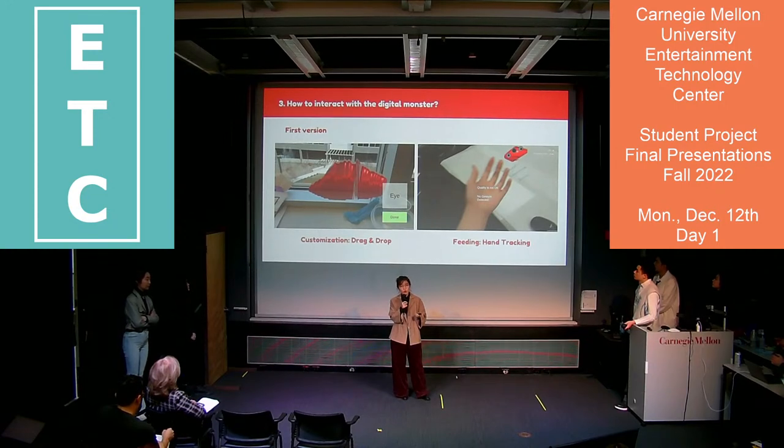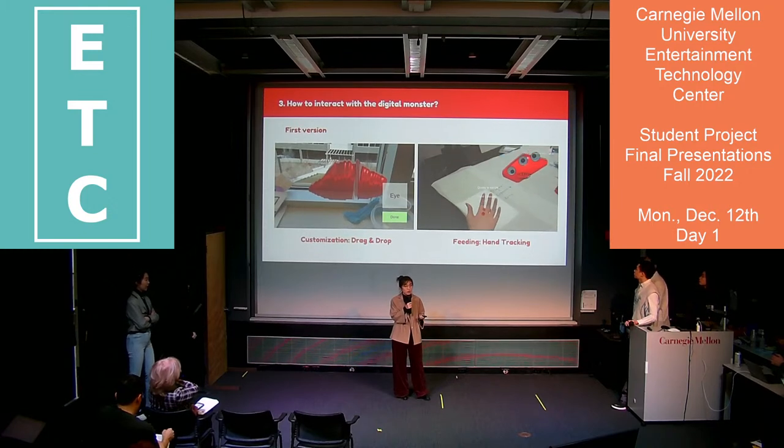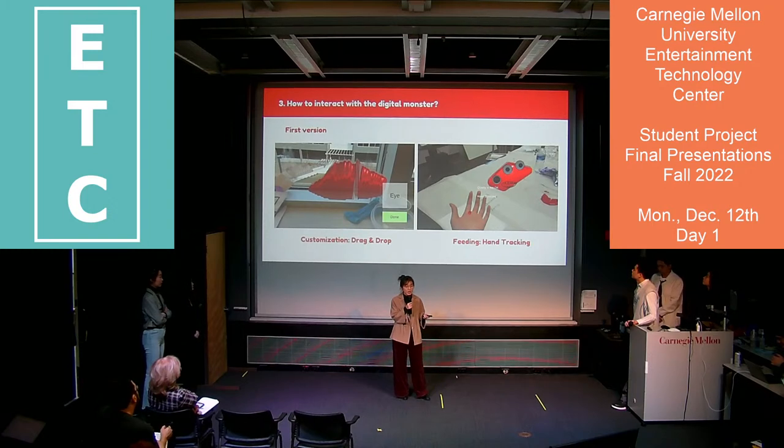Our third challenge is how to interact with this Jello monster. The first version of interactions is based on drag and drop for customization and hand tracking for feeding. However, during the playtest, we found out that with drag and drop, it is really hard to actually attach the item to the monster's body in the AR world. And in our internal playtest of hand tracking, we found the performance of the tracking is really bad and it causes long loading times. We don't want that to happen. And also, the most important part is that these two interactions are not consistent and cost more learning time for kids.